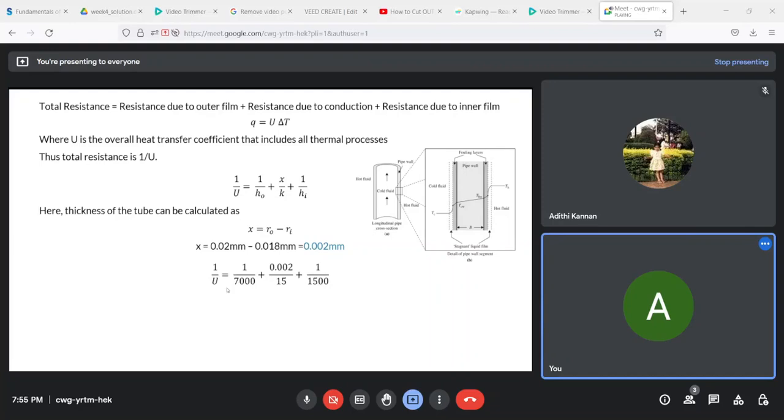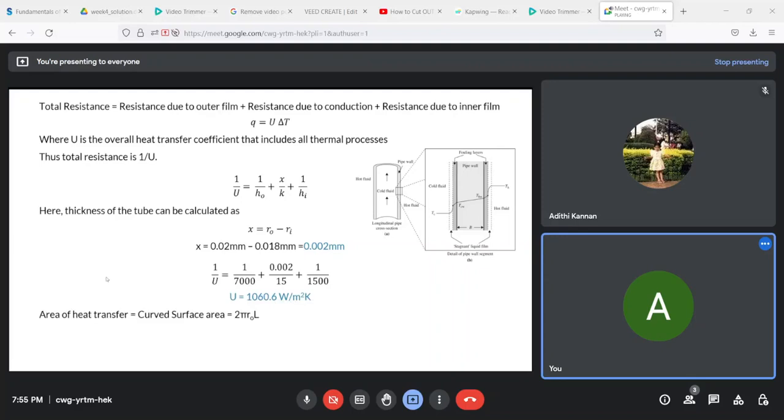So 1/U is now equal to 1/7000 + 0.02/15 + 1/1500, where h0 is 7000, hi is 1500, and k is given as 15 watt per meter Kelvin. From this you can calculate U, which turns out to be U = 1060.6 watt per meter square Kelvin.